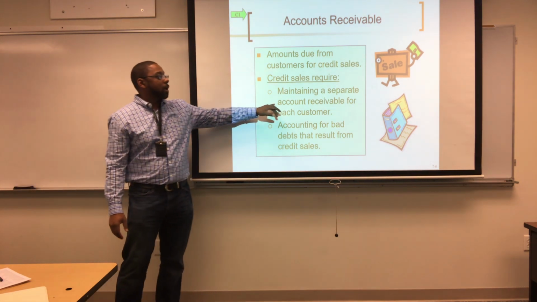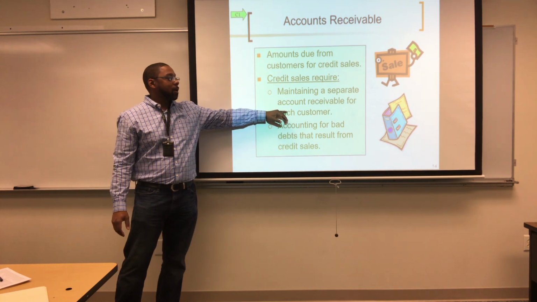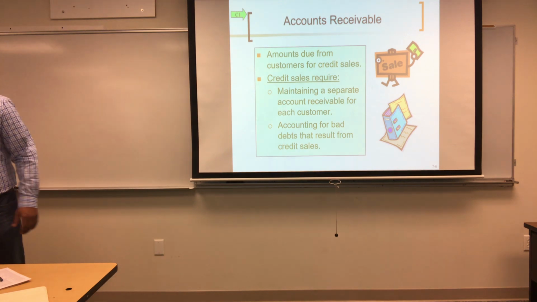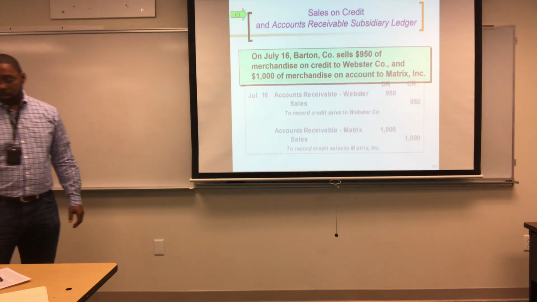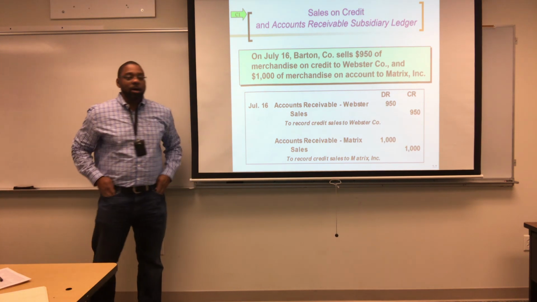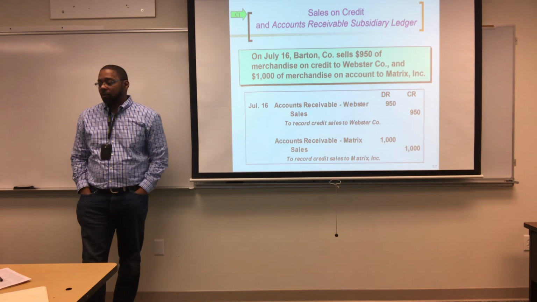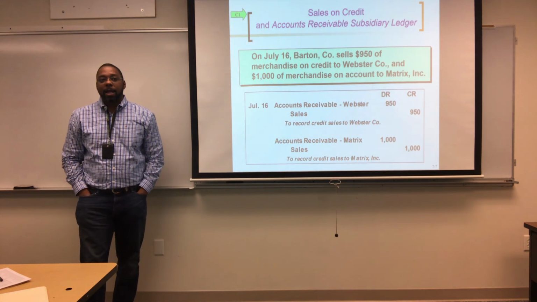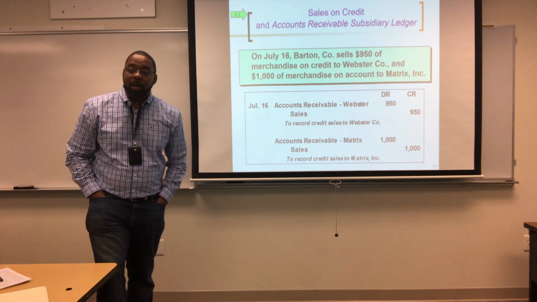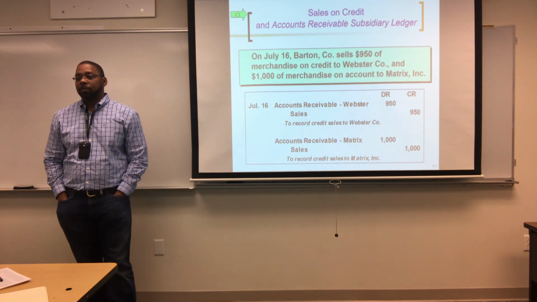When we do a credit sale, two of the major things we have to maintain is a separate account for each accounts receivable, and we also have to account for bad debt expense. So, for example, Barton Company sells $950 worth of merchandise to Webster and $1,000 worth of merchandise to Matrix. When that happens, we're going to debit accounts receivable, and credit the sale for each of those accounts.